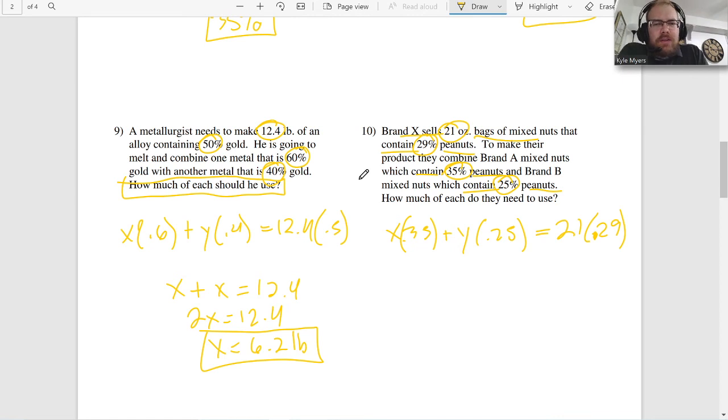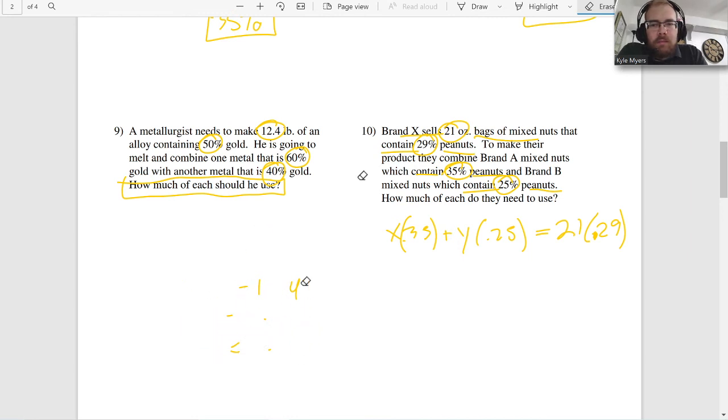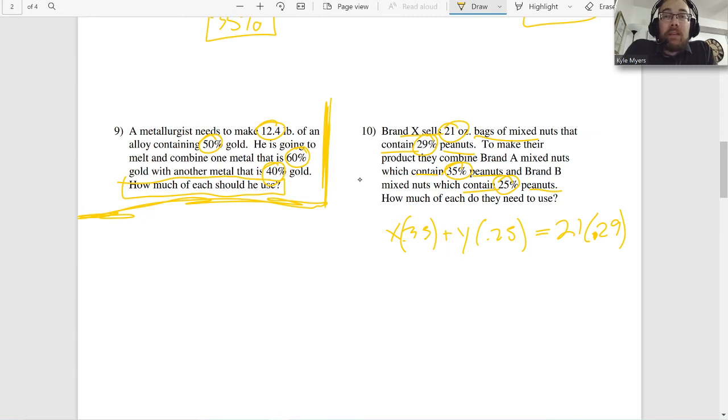Now, here's the thing. Let me erase this. If you need to go back and grab a snapshot of that, you can do that, but I'm going to erase this here. Let's section this off. Number 9 is not even there anymore. The other equation, this is how you would do this using a system, is x plus y is equal to 21. Now we have a system of equations.